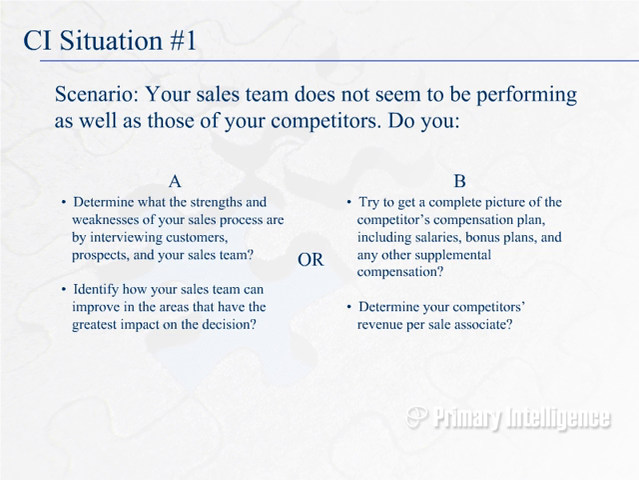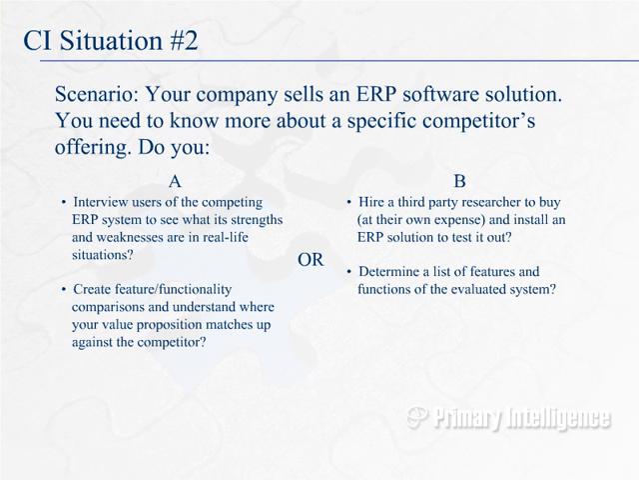Okay, so let's take a look at another situation. Number 2, your company sells an ERP software solution, and for the purpose of this, replace that with whatever you do. You need to know more about a specific competitor's offering. What are a couple things you could do here, Ron? Well, once again, we have two different columns here that have two different approaches, one of which obviously has a better chance of succeeding.